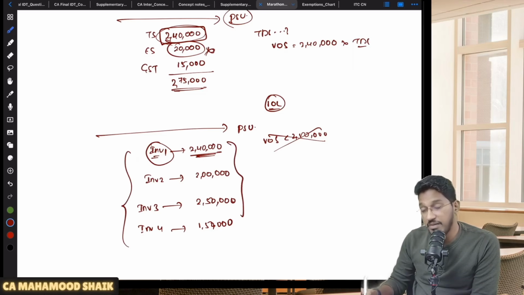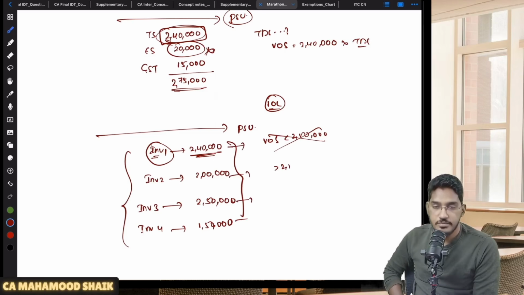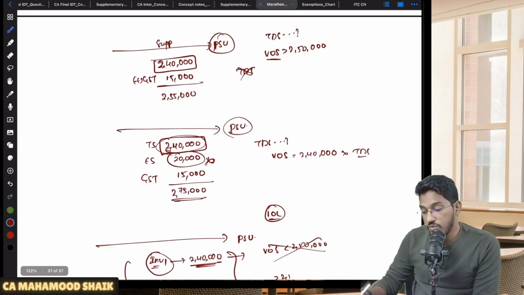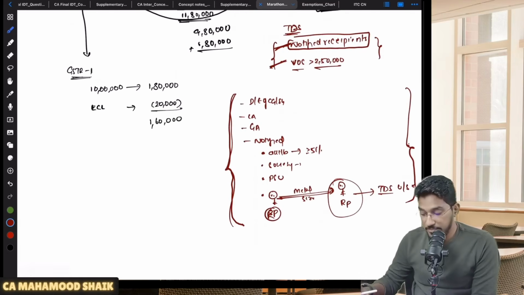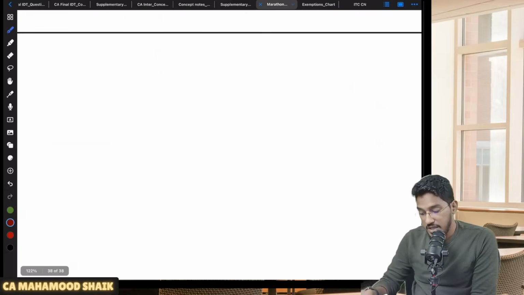So here the value of taxable supply under a contract has exceeded 2,50,000 rupees. So from invoice 1 itself, we have to start deducting TDS. Able to understand? Clear? Right. So this is what I wanted to say regarding who should be the specified person, who should be the notified recipient, and how to calculate the value of supply. Now, there are some cases where TDS will not become applicable.